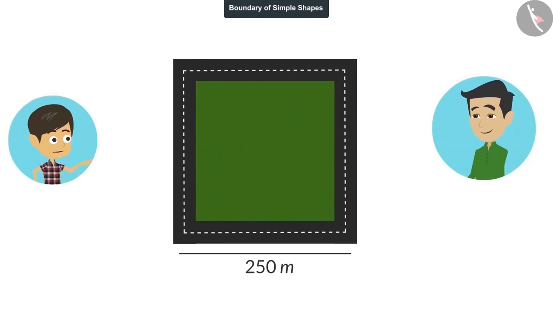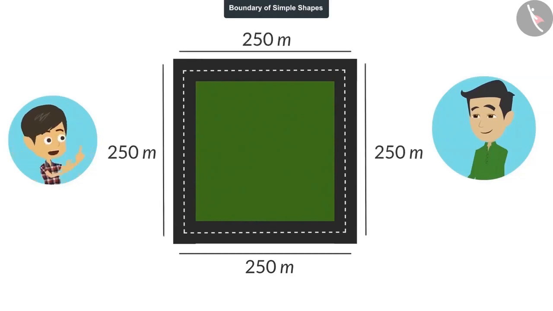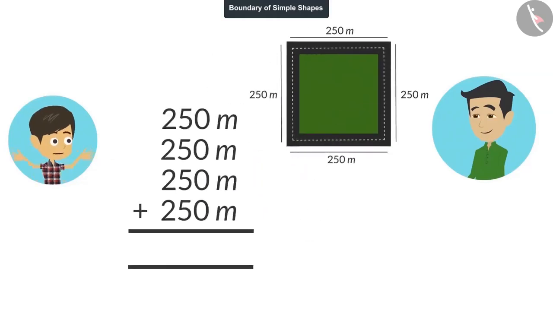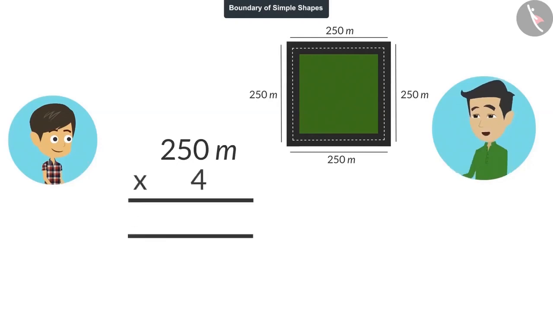Papa, it is a square shape. That means all its sides will be 250 meters each. Now we add these four sides. Wait, Rayansh. What happened, Papa? Instead of adding the same number four times, it is better to multiply this number by four. Oh, yes. I didn't think of that.